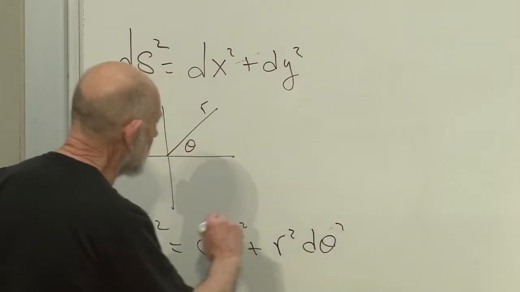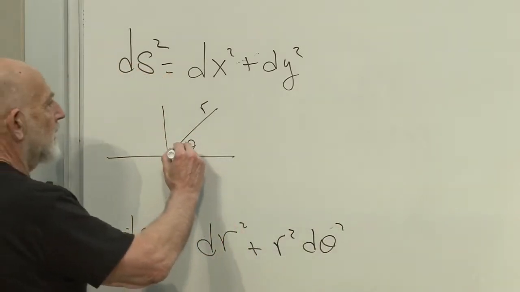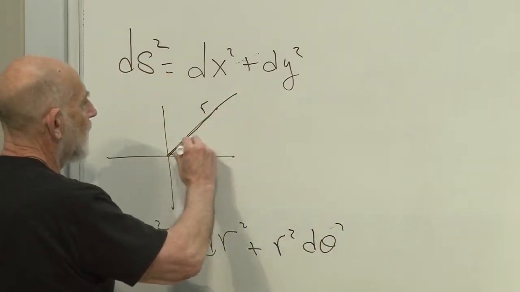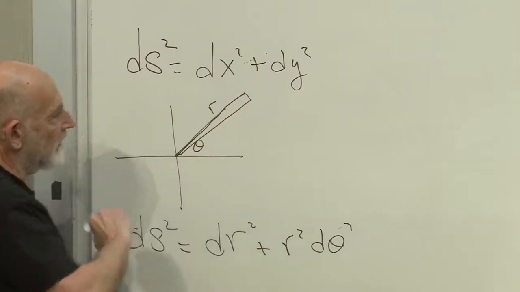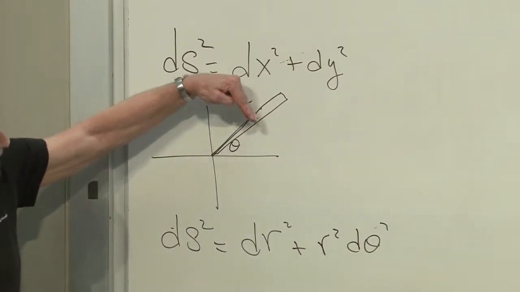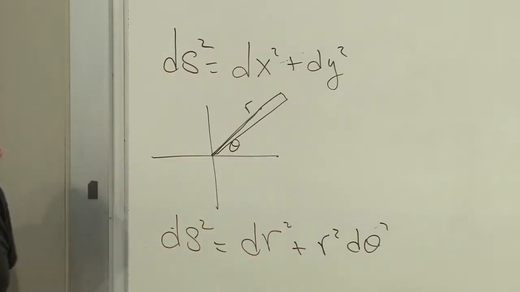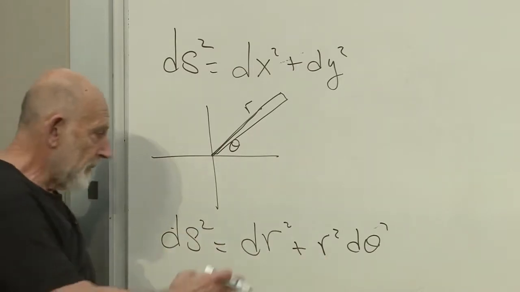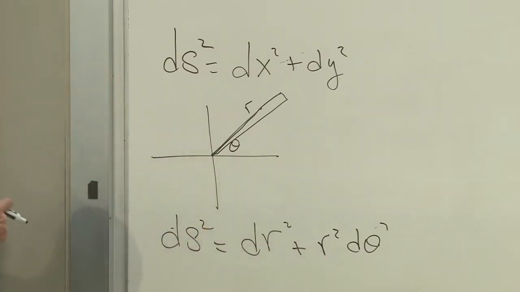This is just a statement that the distance interval for a given d theta, a small angle, gets bigger and bigger as you move away, and it gets bigger linearly with the distance, but the square of the distance grows quadratically with r squared. So that's the metric of the ordinary plane, and we're going to give it another name.